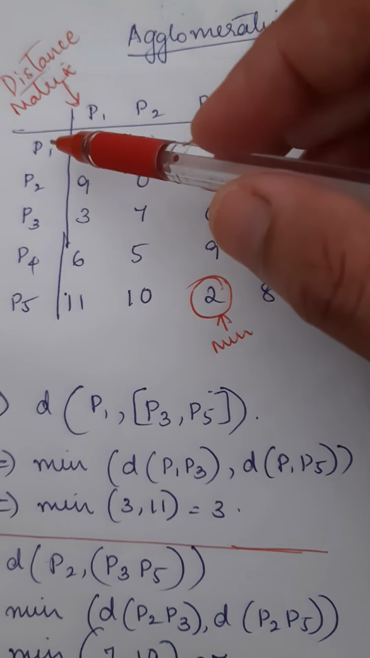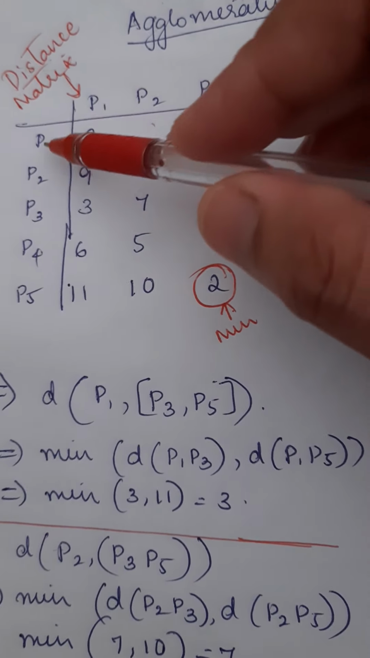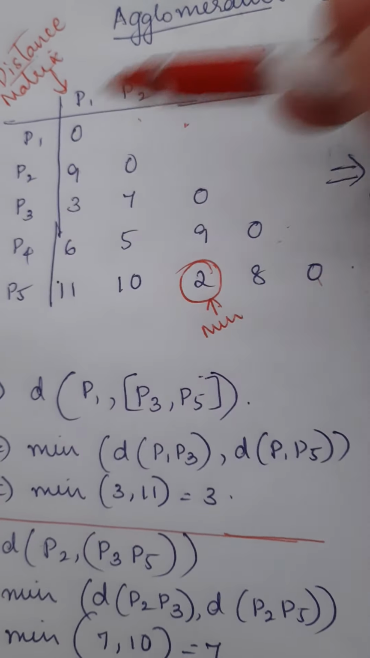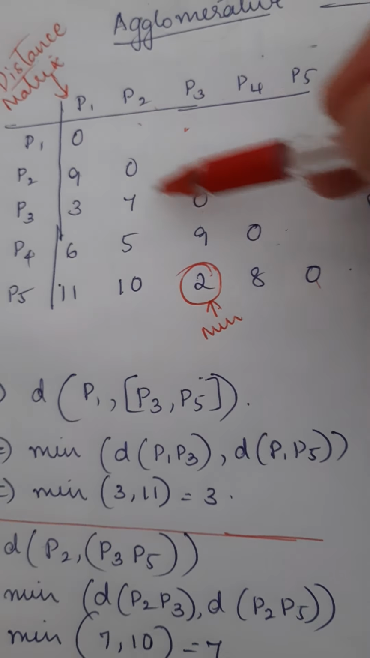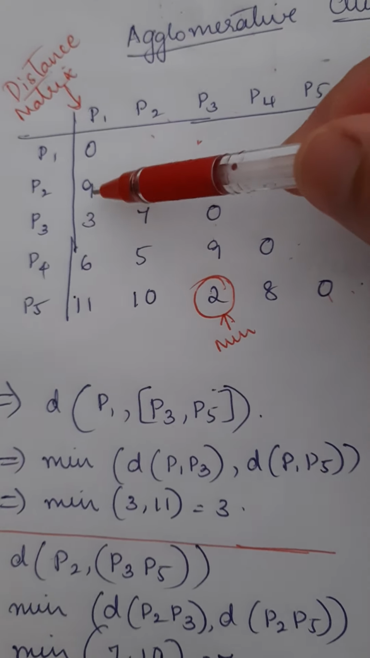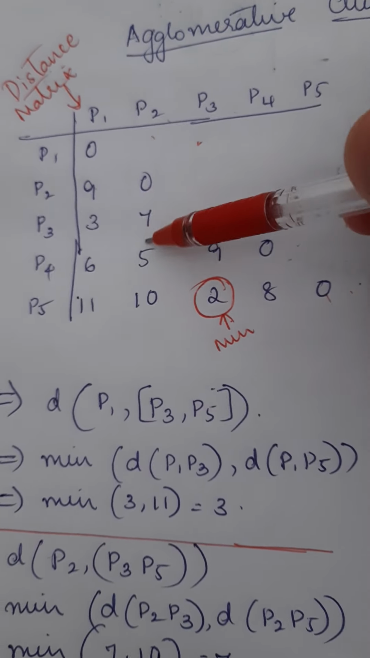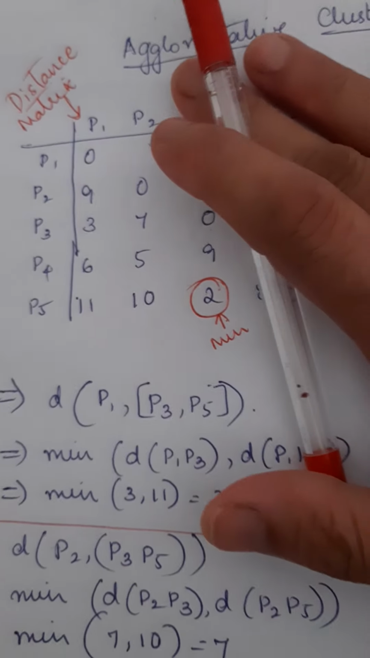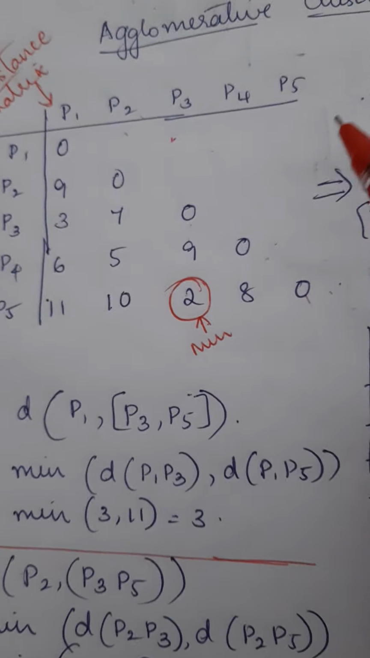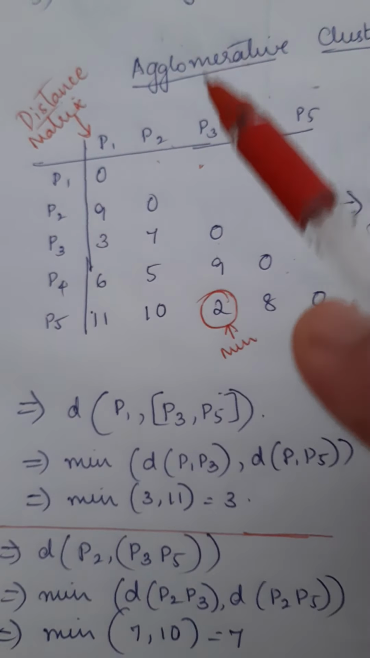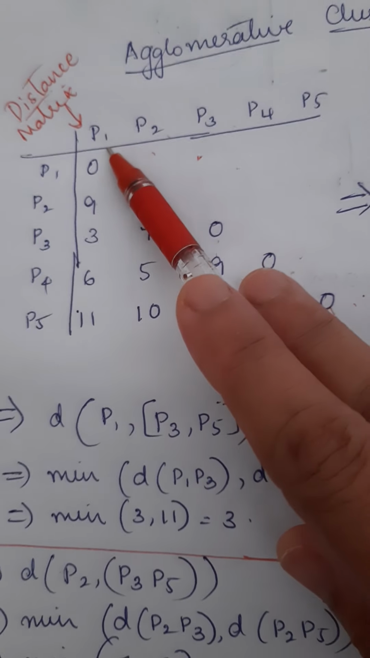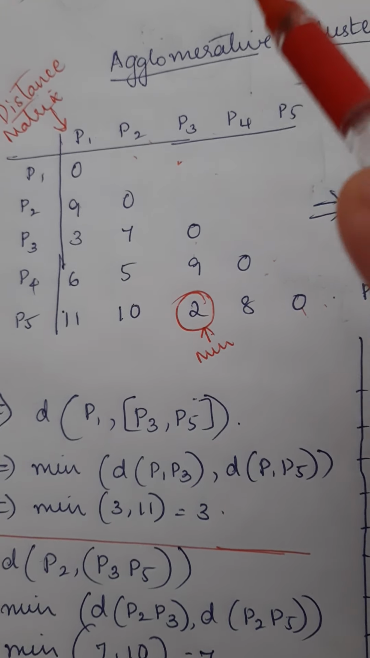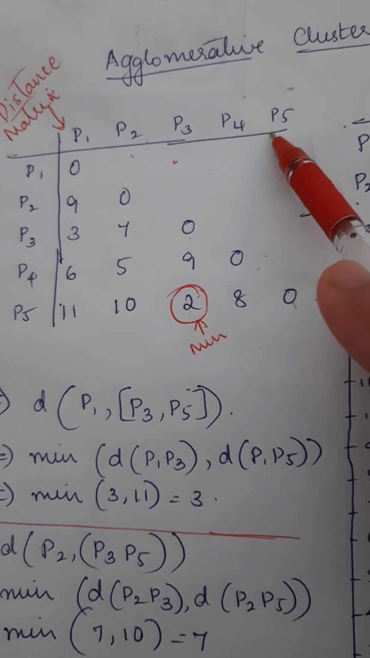We all know that the distance between two similar points, like from P1 to P1, will be 0. P2 to P2 will be 0. P3 to P3 will be 0. So the diagonal elements will be 0. The same values will be substituted on the top end also, so that is why I am not considering the top portion of the matrix. Now the first step: we are given individual points P1, P2, P3, P4 and P5, and we have to form clusters from them.